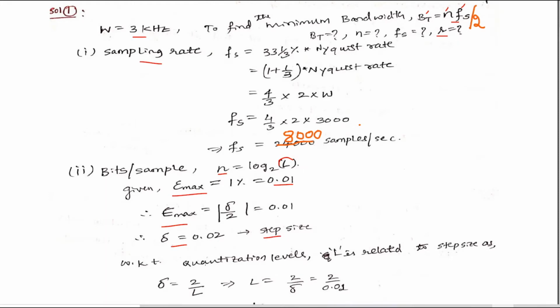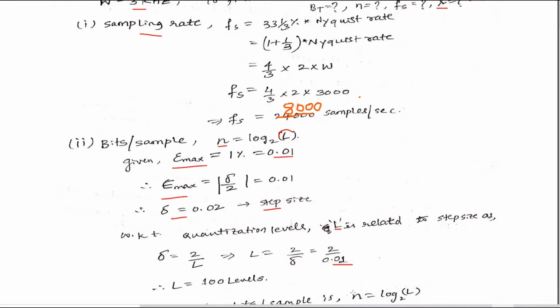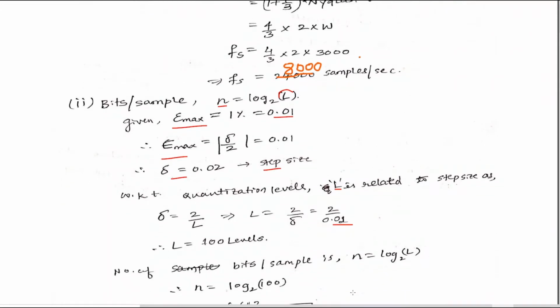And what is the relation between quantization levels, capital L, and step size? Step size delta is always equal to 2 by L. That means L is equal to 2 by delta, which will give you 2 by 0.02, which is 100 levels. So 100 different voltage levels are going to be used in the quantizer.